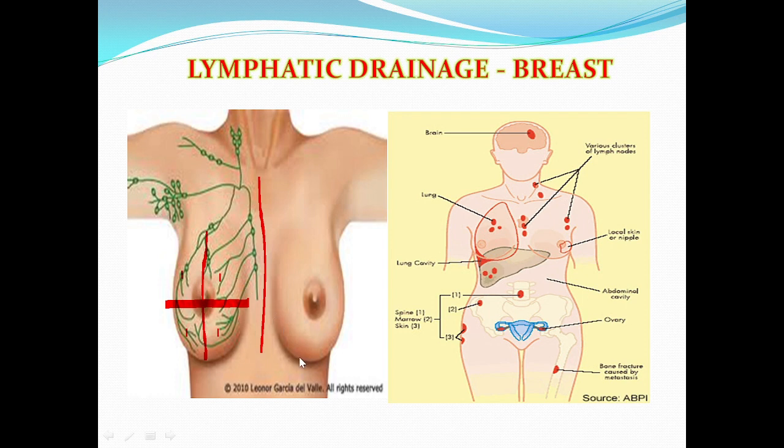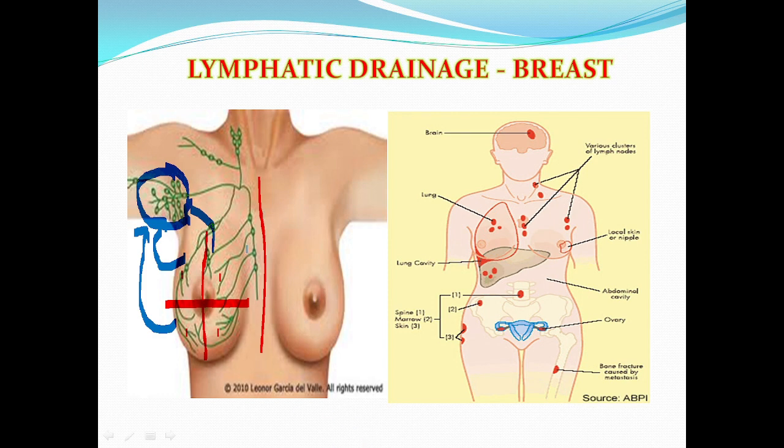To be remembered. Let me put on another color so that you will understand very clearly. This is the axillary group of lymph nodes. The upper part, upper medial, and the lower medial are also draining into the axillary group. Even some part of the upper medial lymphatics will also drain there. So 75% of the lymphatics are draining into the axillary group of lymph nodes.